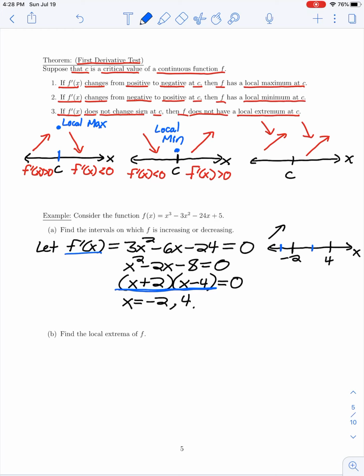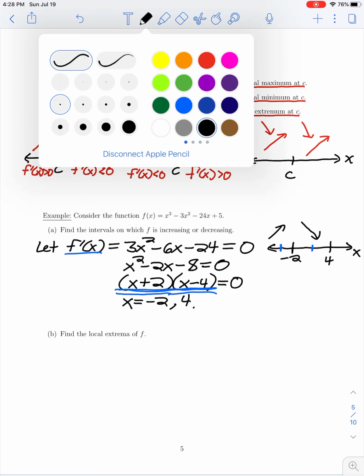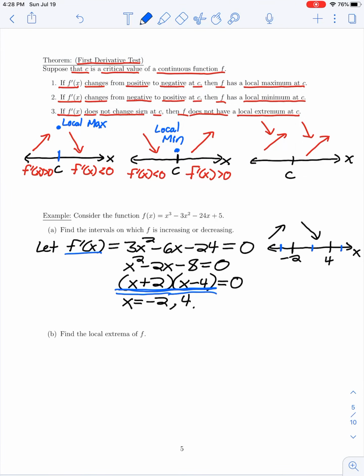Now between -2 and +4, I could take x equals 0, and plugging in 0 to my derivative, I'm left with a -24, or after we've divided through by 3, a -8. But in any case, we see our derivative is negative, so our function is decreasing on that interval. And then to the right of 4, if we choose x equals 5, we would have a 7 times 1, so a +7. We move back to an increasing function.